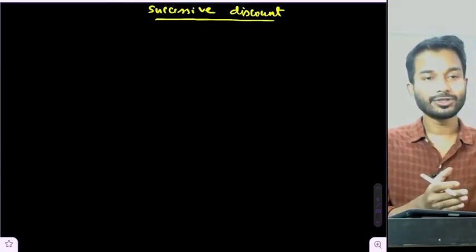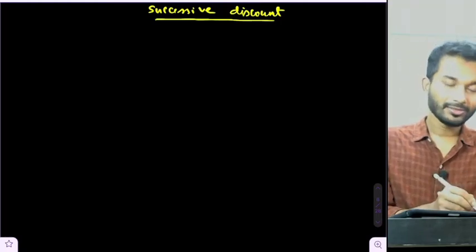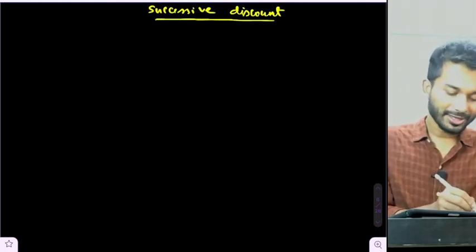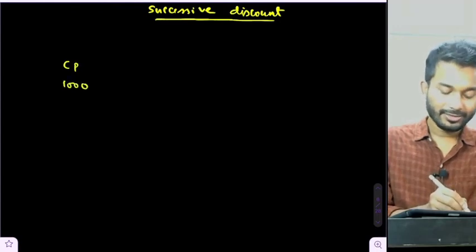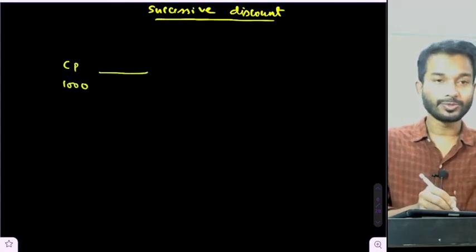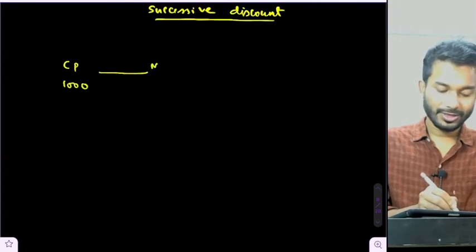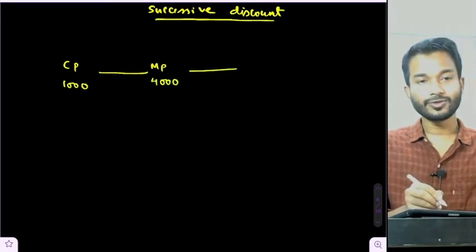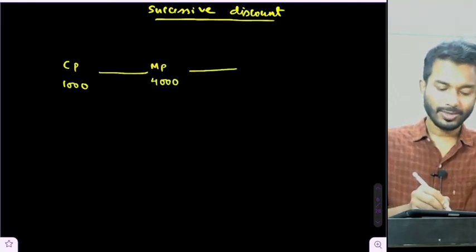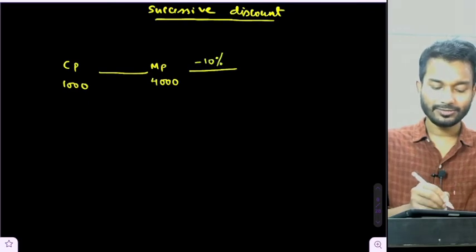Suppose I was the shopkeeper and I purchased the article. I went to Delhi and I purchased an article for rupees 1000. Then I put a sticker worth 4000 rupees. The sticker is known as MRP, which I am saying is marked price. Then because it is overpriced, I offered a discount of 10%.